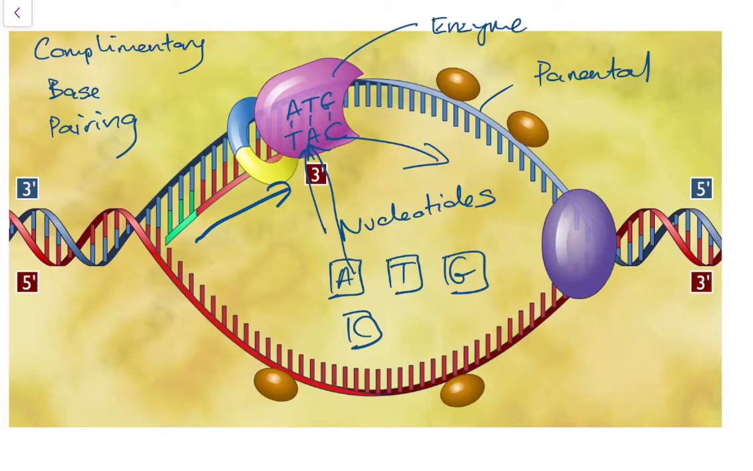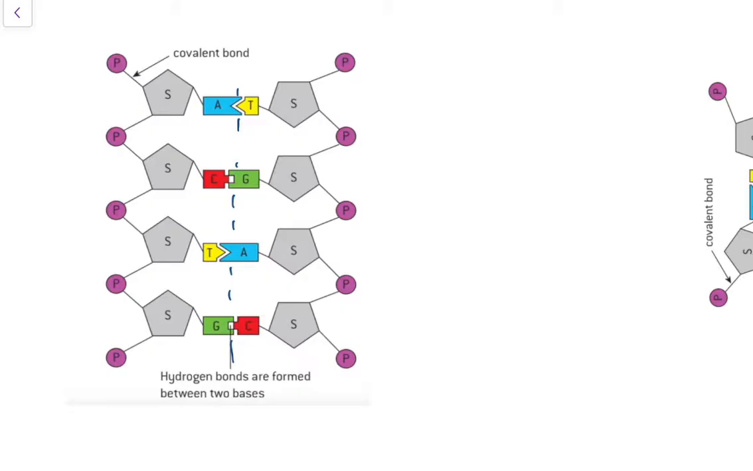And you can see that it's going in the direction we've got a 5' end up there, and a 3' end there. So it moves from 5' to 3', adding in new nucleotides according to complementary base pairing. Now let's review the structure of DNA to understand what we mean by adding nucleotides in a 5' to 3' direction. So here's our double-stranded molecule.